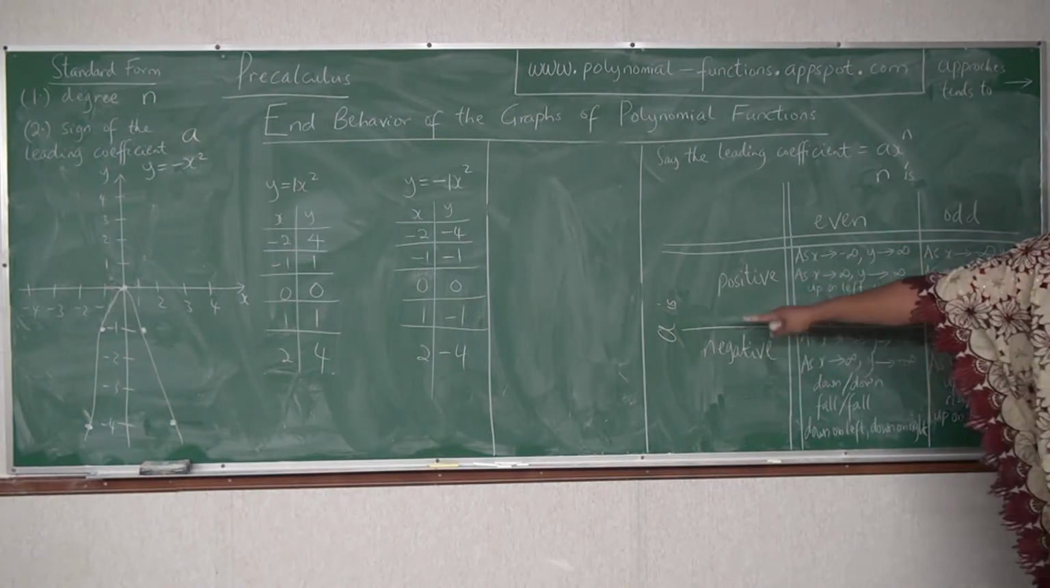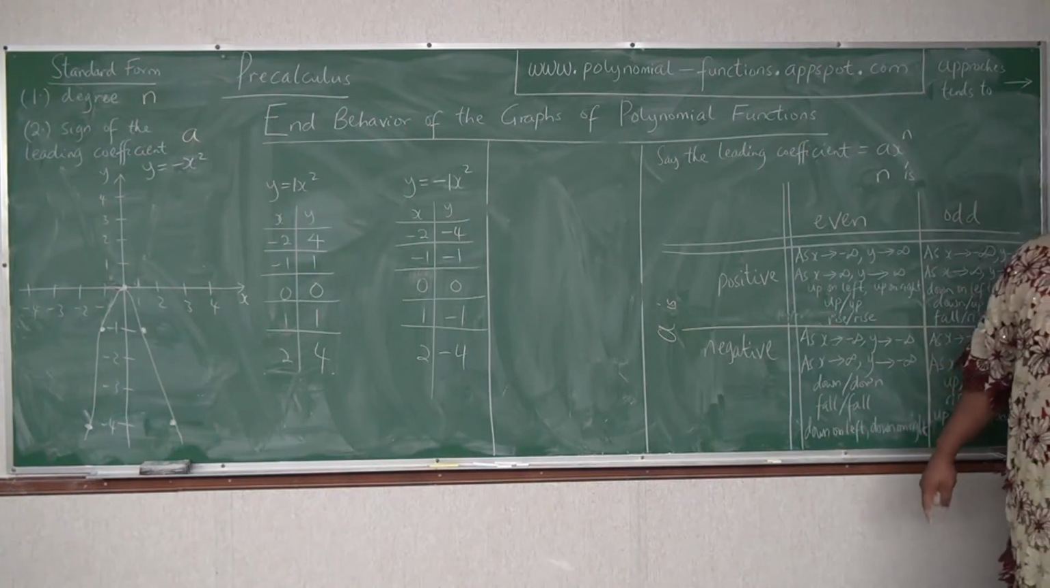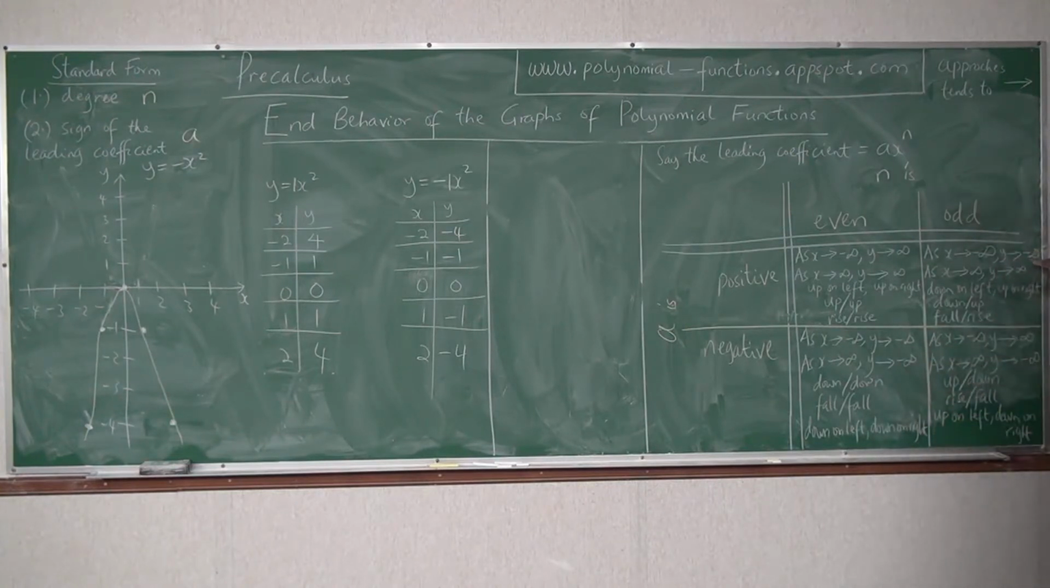Here, negative leading coefficient, even degree. Y approaches negative infinity, no matter what x is. Down, down. It's actually the behavior of y that we are looking at. In this case here, it's down, up for odd degree and a positive leading coefficient. And the negative leading coefficient for odd degree is up, down.